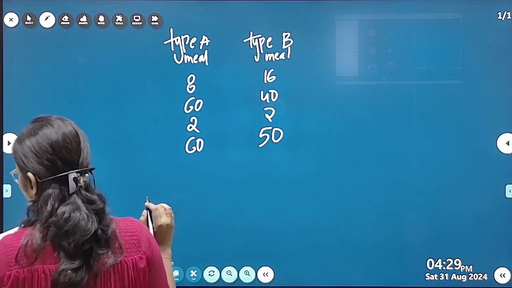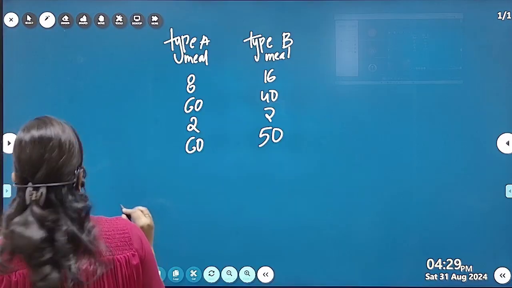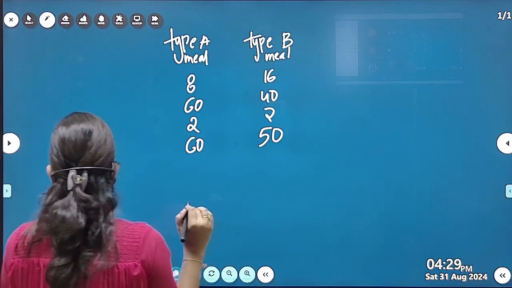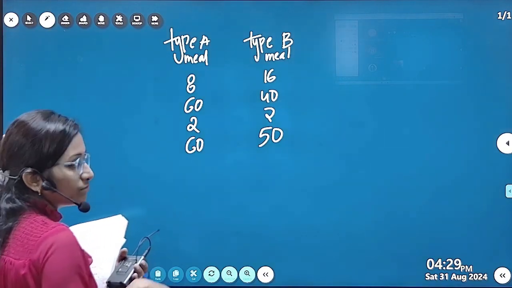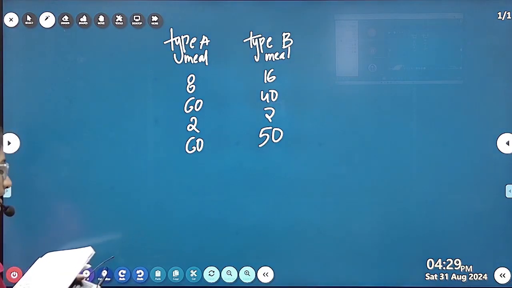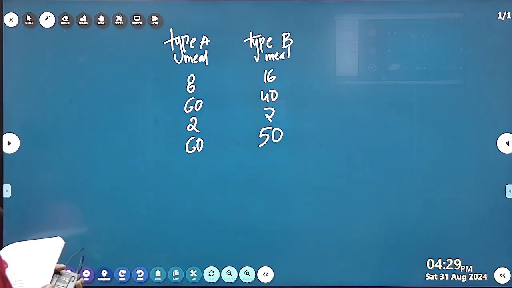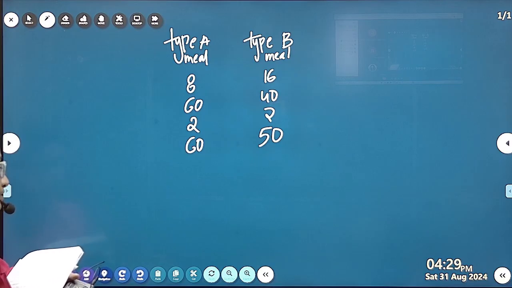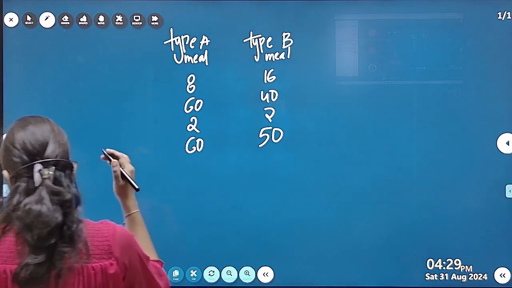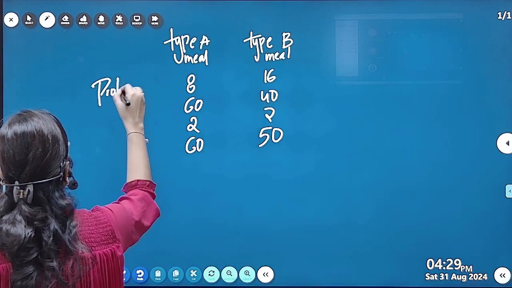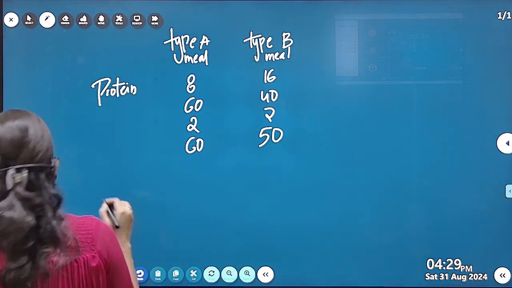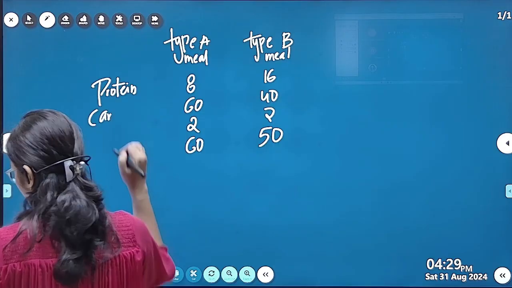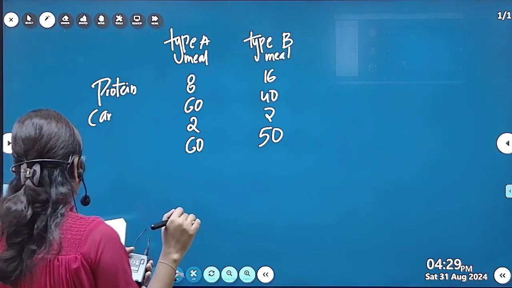So he needs at least 200 grams of protein, 960 grams of carbohydrate and 40 grams of vitamins for lunch each month. Ma'am, how much was vitamins? Vitamins is 40 grams. Yes, for lunch each month.